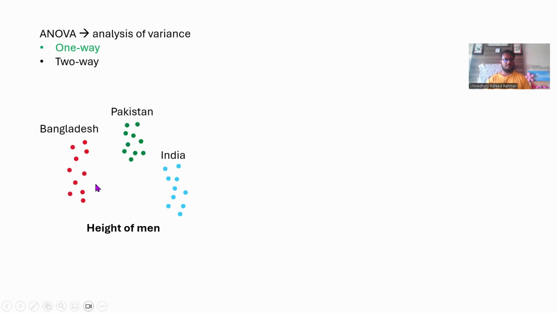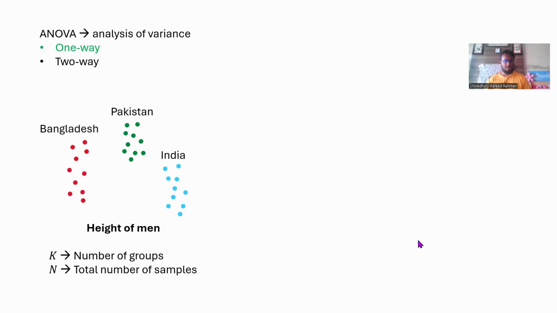Suppose these are heights of men. These red ones are heights of Bangladeshi men. These green ones are heights of Pakistani men. And these blue ones are heights of Indian men, right? Now, the question that we may ask is, are these heights significantly different or not?